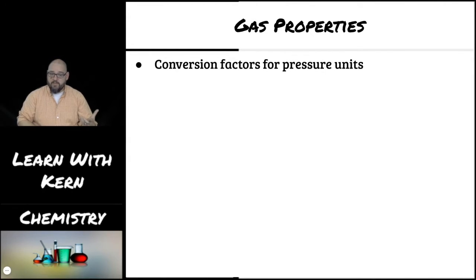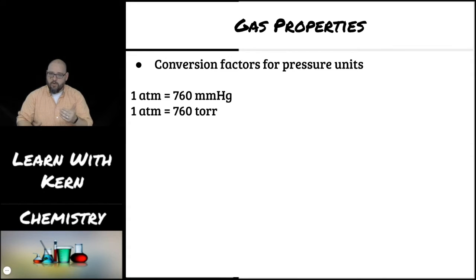So 1 atmosphere is equal to 760 millimeters of mercury. And 1 atmosphere is equal to 760 torr, because torr and millimeters of mercury are basically the same thing. Then you have 1 atmosphere is 101.3 kilopascals, or 1 atmosphere is 14.7 pounds per square inch.